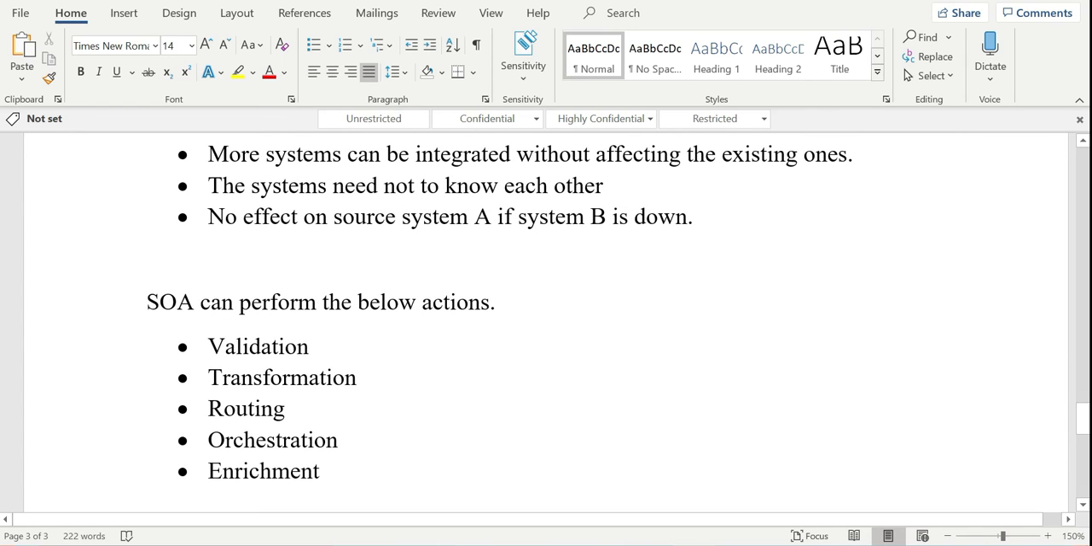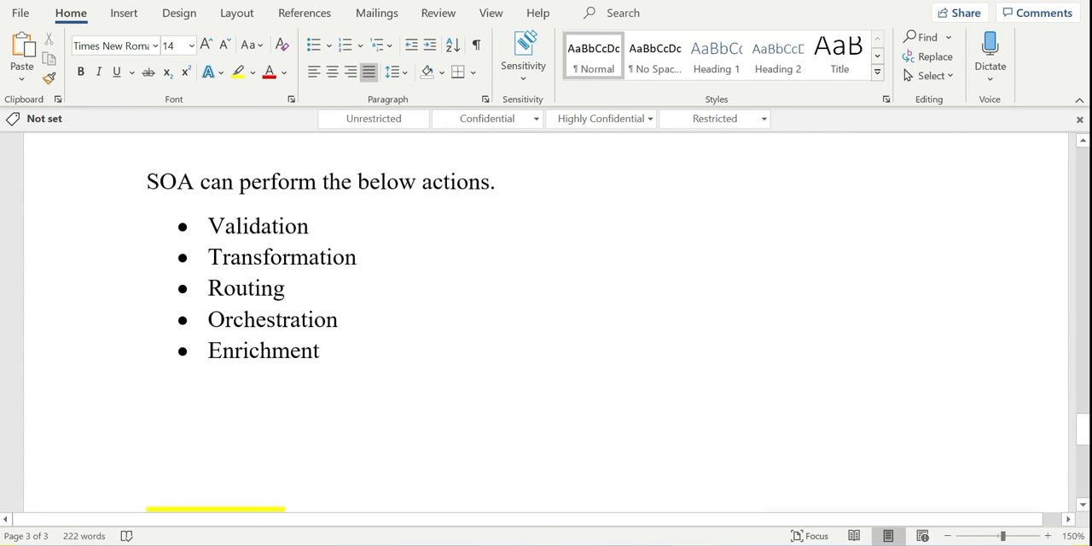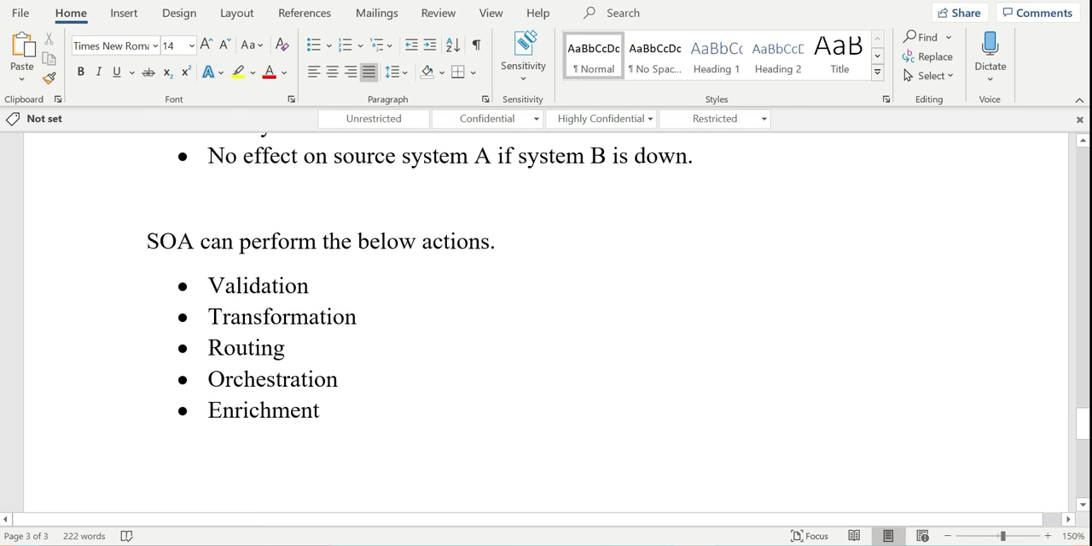So these are the actions that SOA can support. The first one you can see is validation. Validation means it can validate the message that is received from the source application, whether the structure is good and all the fields are coming all right or not. This is the validation part.